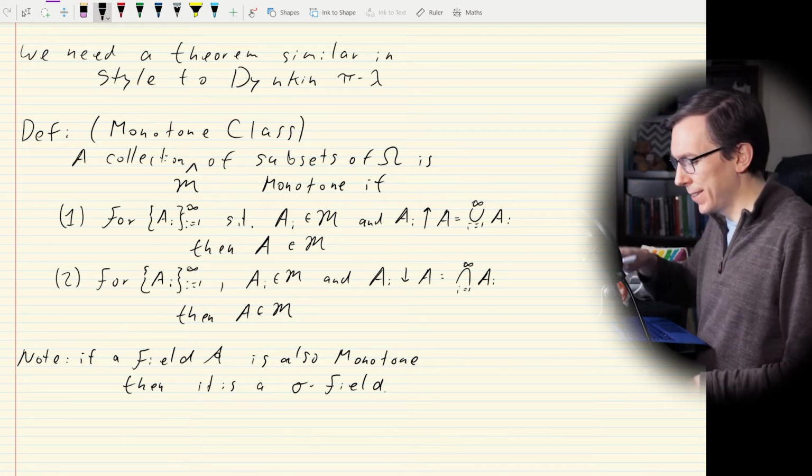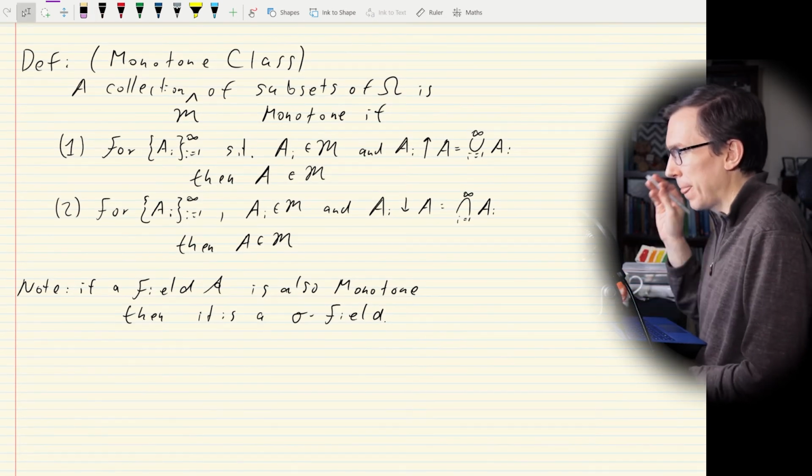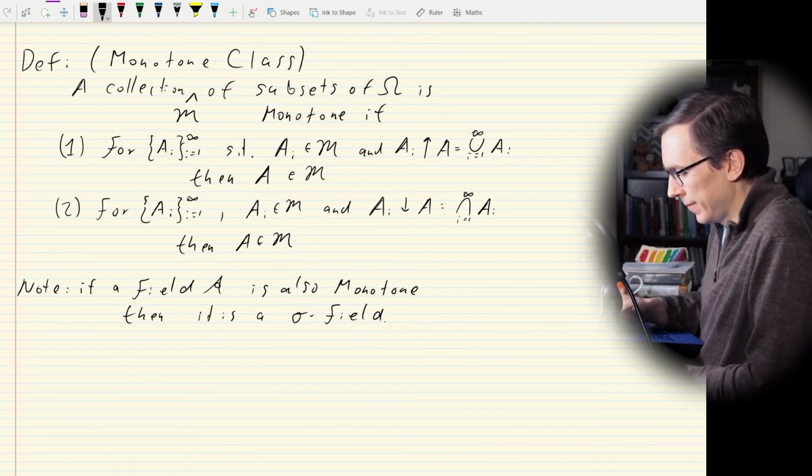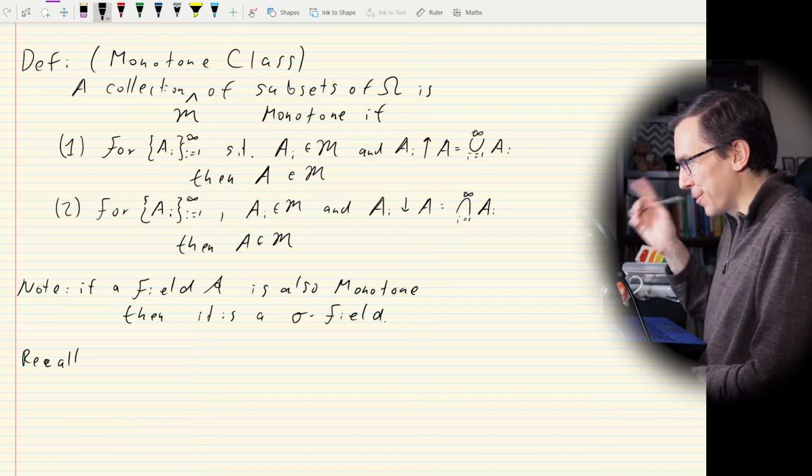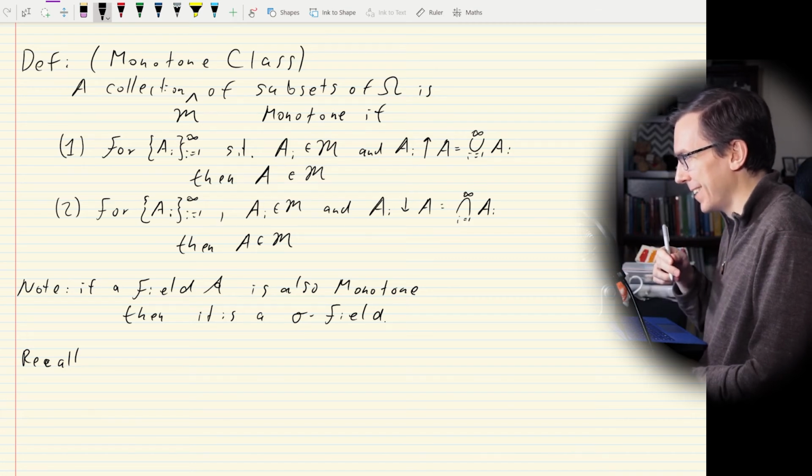Oh yes, we're going to need one other thing. I'll say recall. We need to redefine what a field is to make the proof that's about to come a little bit easier. So let's do that.